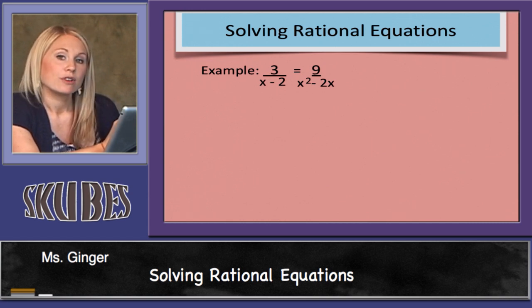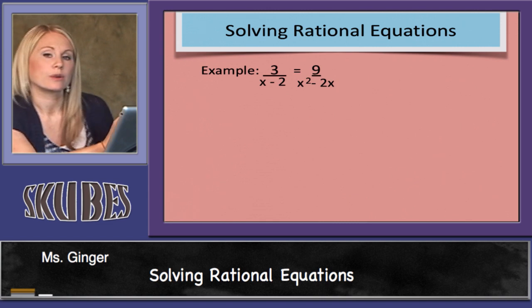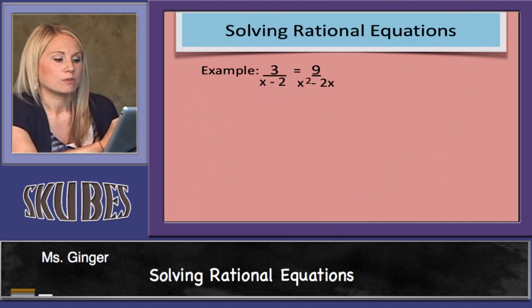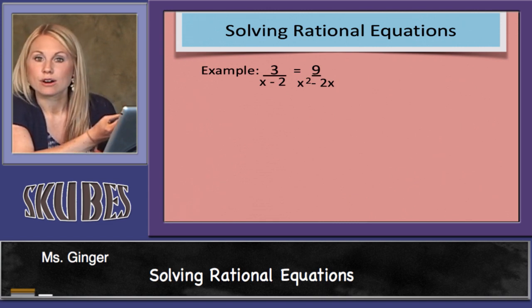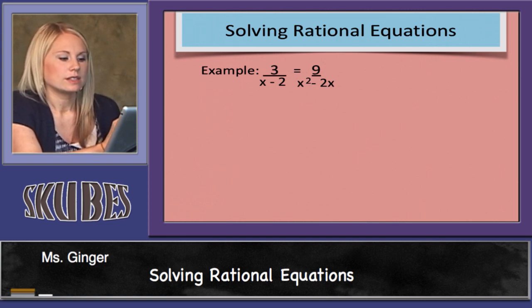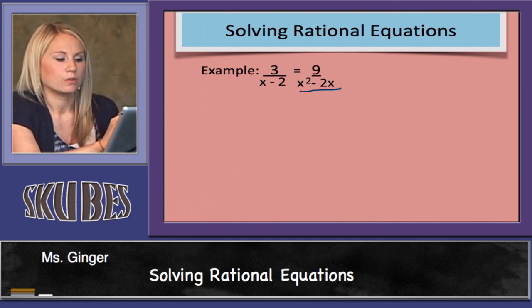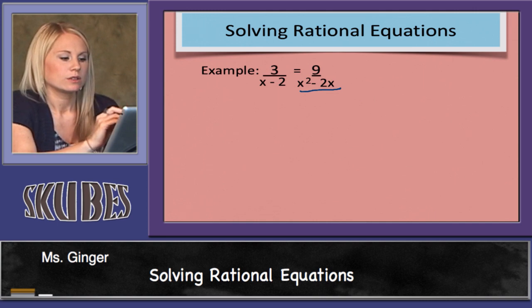So we have 3 over x minus 2 equals 9 over x squared minus 2x. So we've got a rational equation here. And remember, the first step was to factor out our denominators. So we can see on the second side over here, that can be factored a little bit. So let's rewrite what we have.